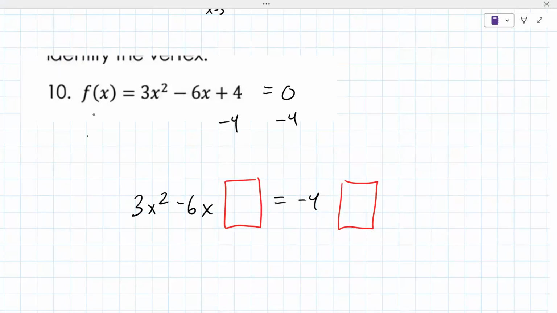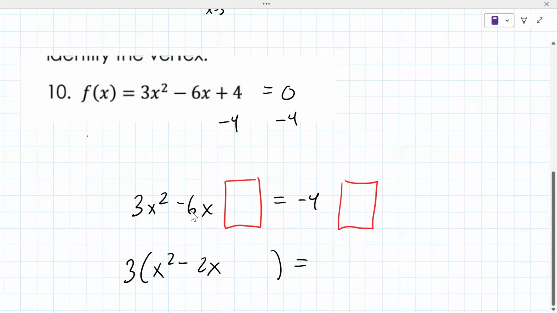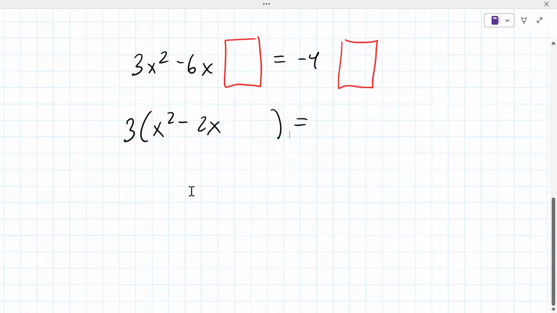Wait, so let me see what I did for that one. So I factored out 3, and then this is where you complete the square with what's inside the parentheses. I put 3 parentheses x squared minus 2x and then left the blank. And then after the parentheses minus 3 plus 4. I didn't put another equal sign.